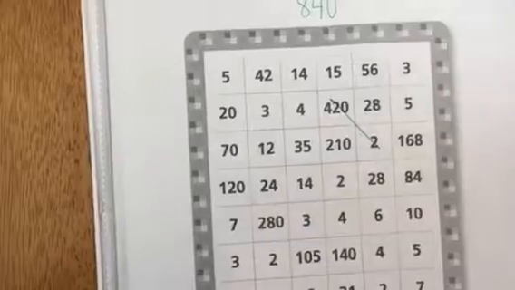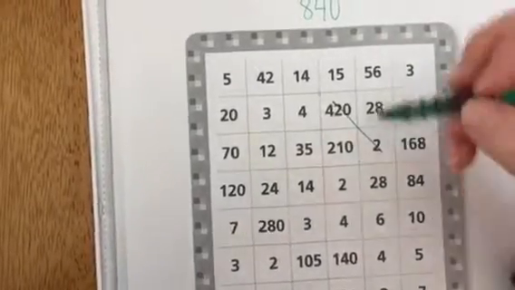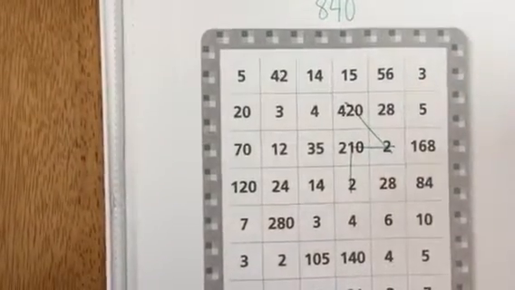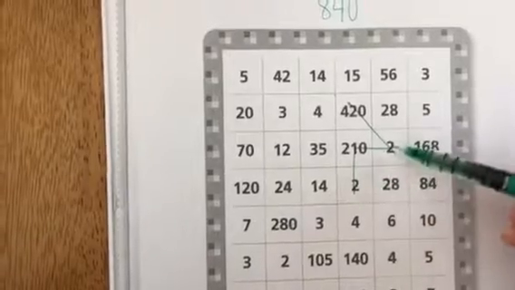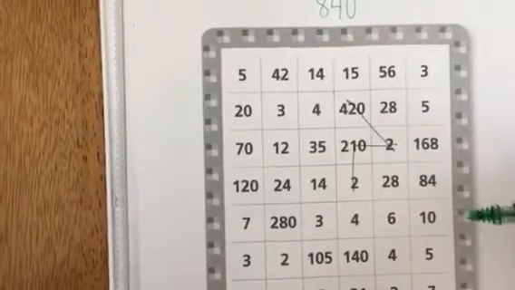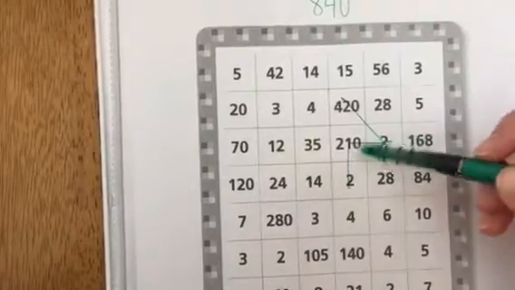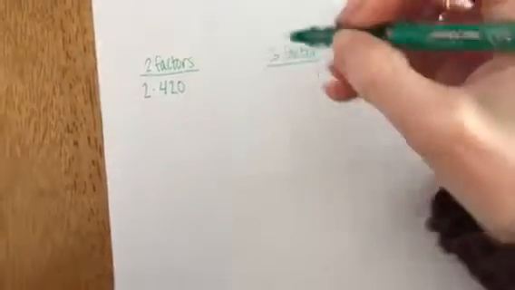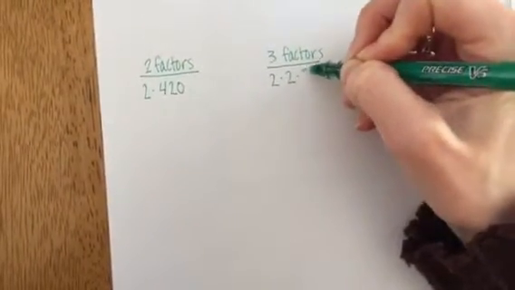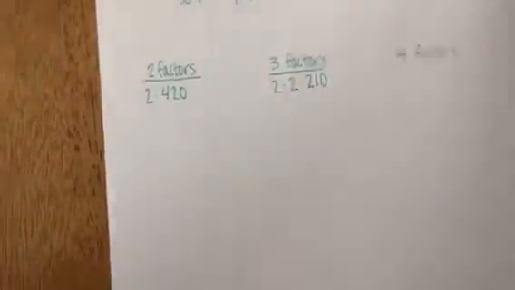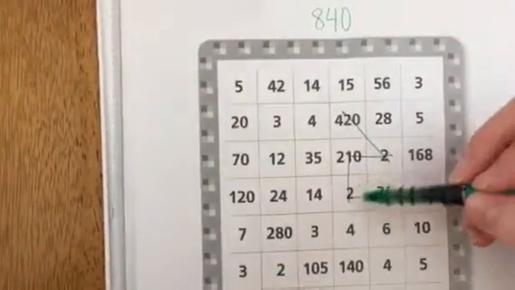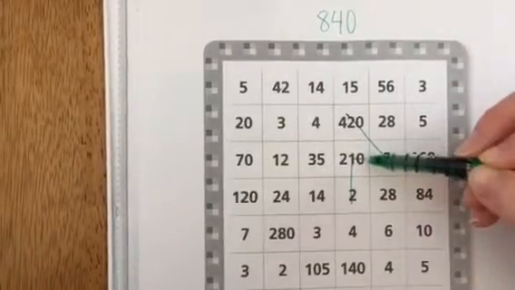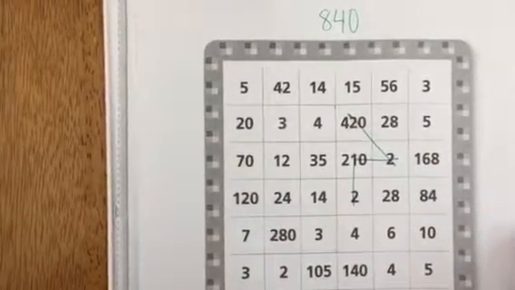Okay, so I'm going to keep looking. Oh, look at that. 2 times 210 times 2 also equals 840, because 2 times 2 equals 4, and 4 times 210 equals 840. So that's a 3 factor string. I'm going to record that over here under 3 factors. 2 times 2 times 210. And you can see what I mean in this example when I said they can change directions. You don't have to have them all in a row vertically or horizontally for it to count. Let's see if I can find 1 or 2 more.